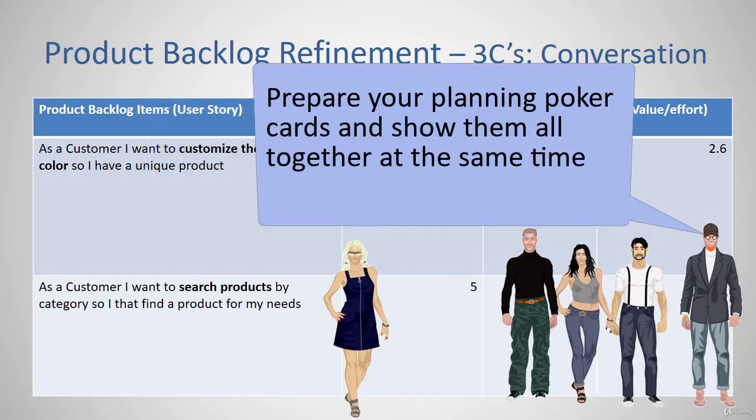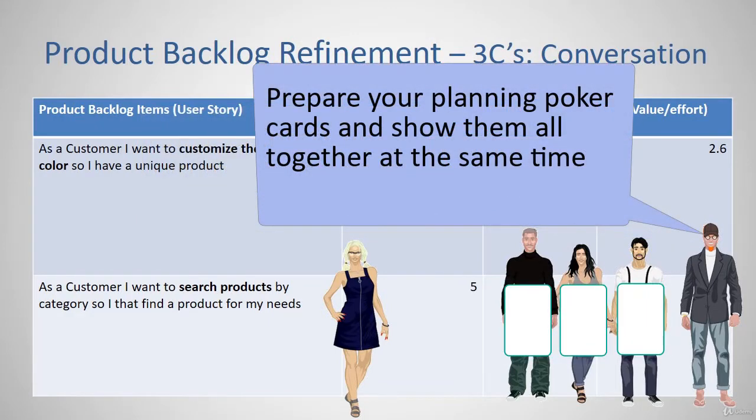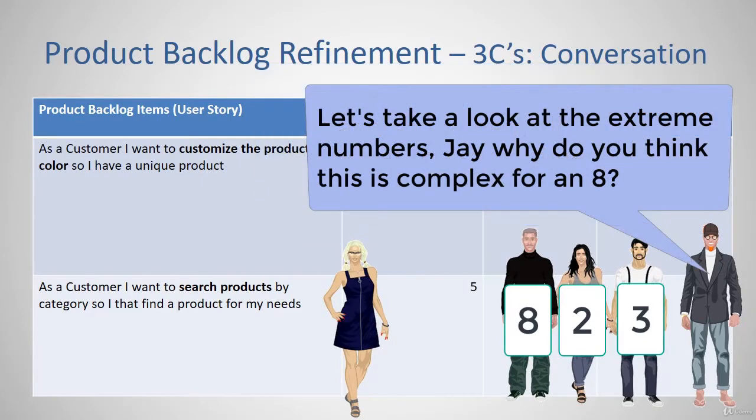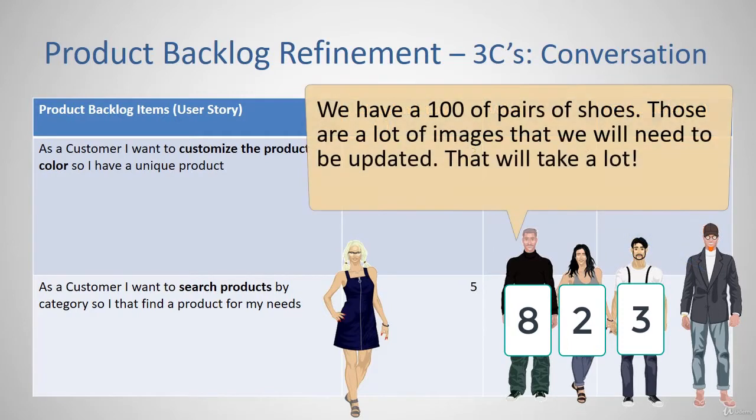Prepare your planning poker cards and show them all together at the same time. Let's take a look at the extreme numbers. Jay, why do you think this is so complex to estimate as an 8? We have 100 pairs of shoes. Those are a lot of images that will need to be updated. That will take a lot.